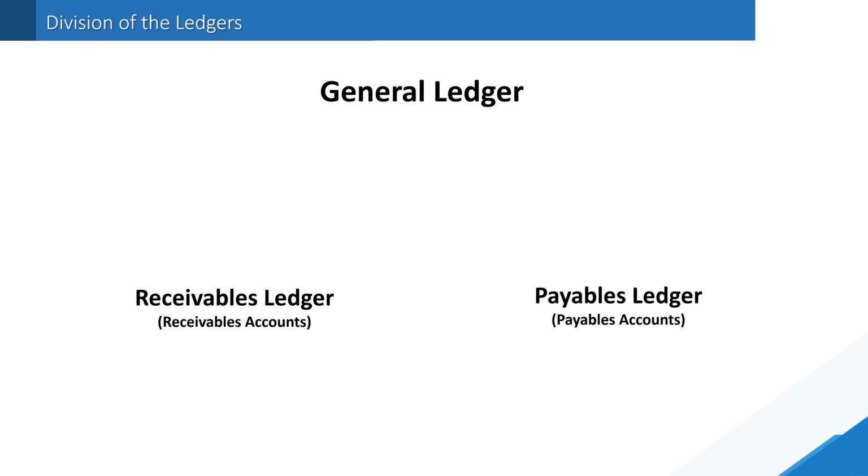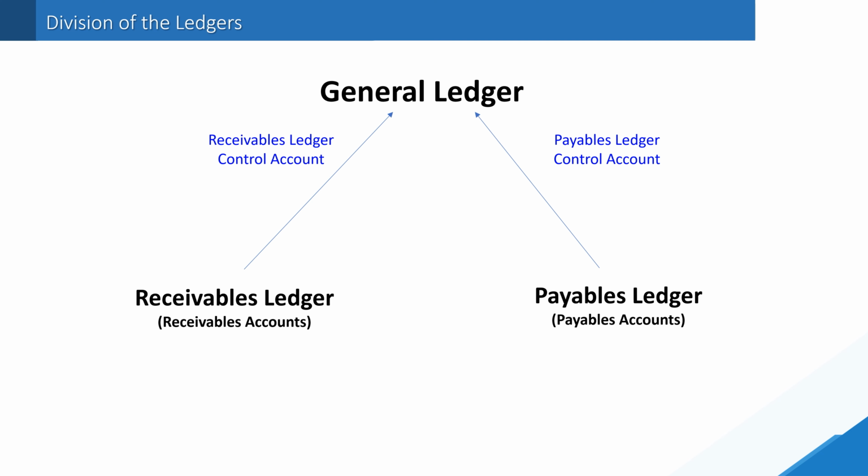If I'm the manager of the business, I'm not too concerned with the individual balances on the receivables ledger accounts, or the payables accounts for that matter. What I am concerned with is the total exposure to the business. And therefore, within the general ledger, you will have a receivables ledger control account and a payables ledger control account. And that summarises the details from those subsidiary ledgers.